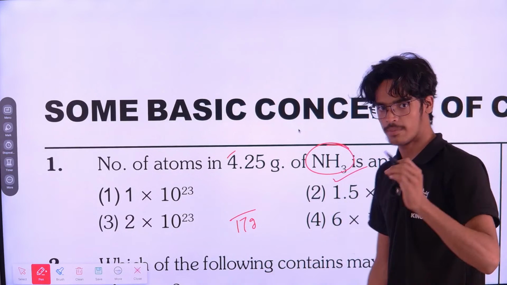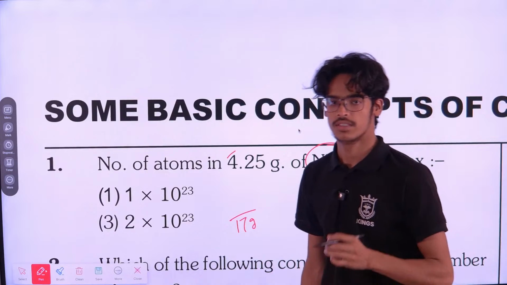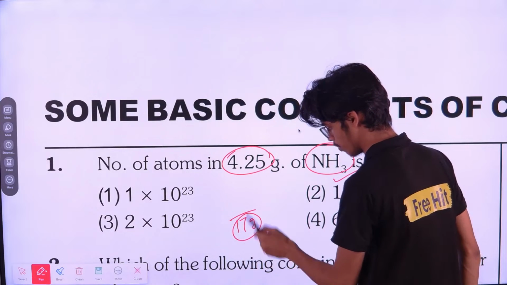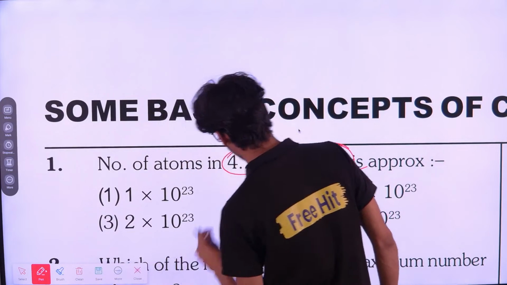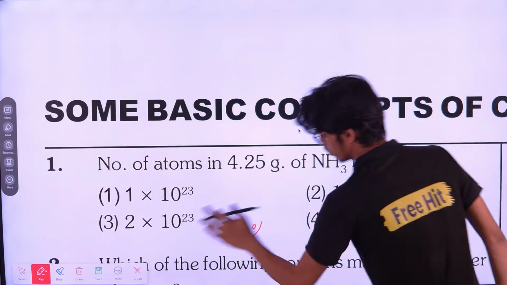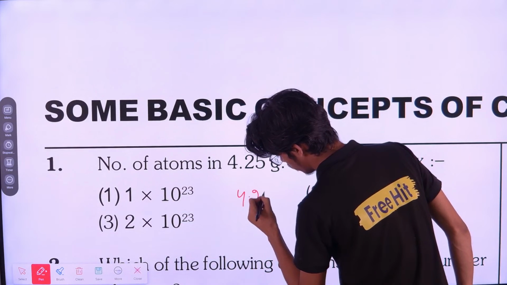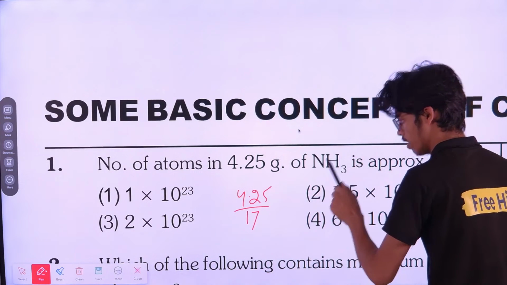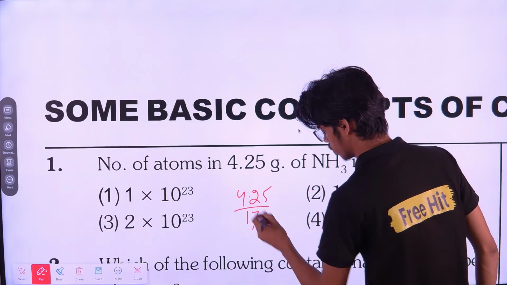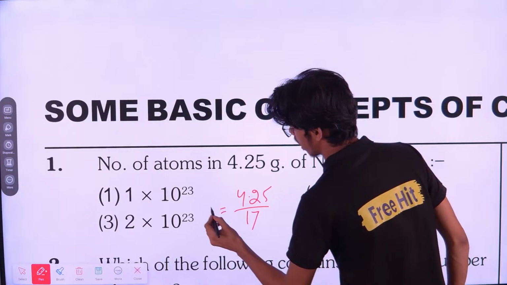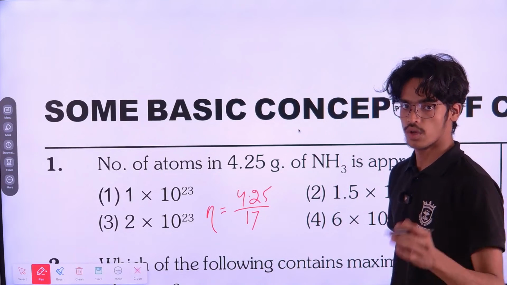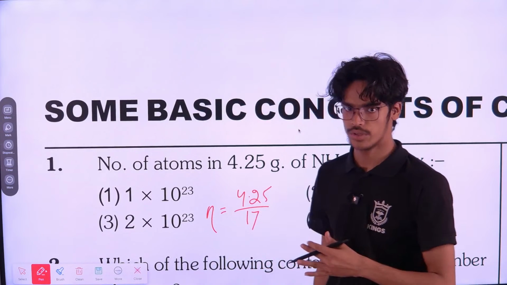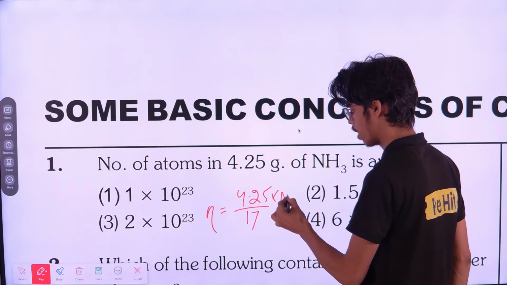What is the formula for number of moles? The formula is given mass upon molar mass. Given mass is 4.25 and molar mass is 17, because it's ammonia: nitrogen is 14, hydrogen 3, so 17. So 4.25 by 17 is the number of moles. If you want to convert number of moles into number of particles, you multiply with Na. I hope you have heard this.